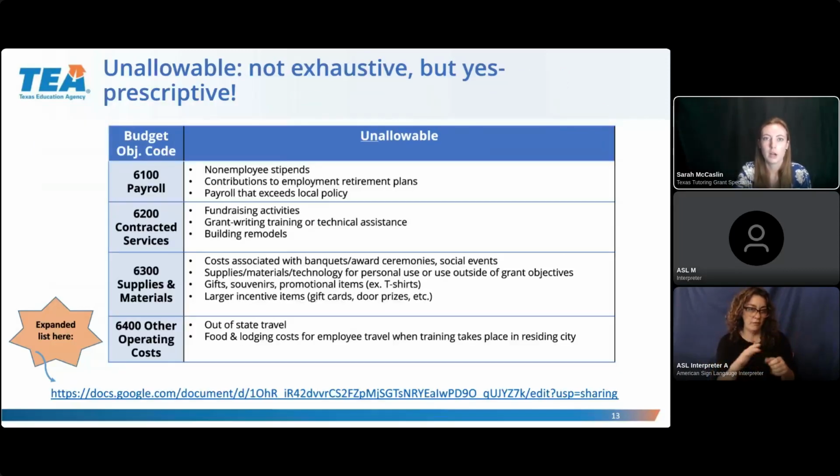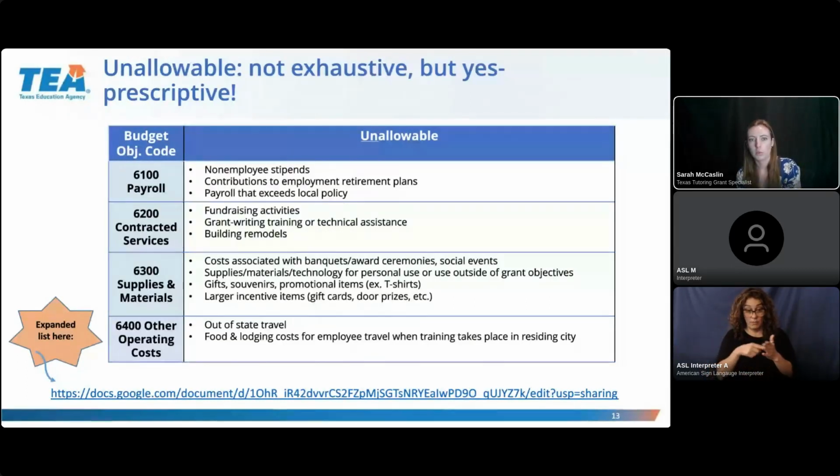Okay, so we're in unallowable now. This one's a bit shorter. Again, not exhaustive, but in this case, it is in fact prescriptive. So please, as you are determining what to charge to this grant, when we're thinking about 6100 payroll, you cannot do non-employee stipends. Contributions to employment retirement plans is not allowed. And then payroll that exceeds your own local policy. So make sure that you're referencing that.